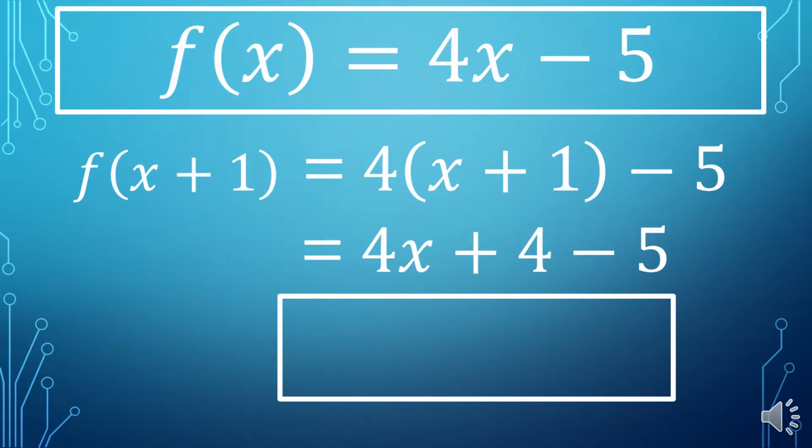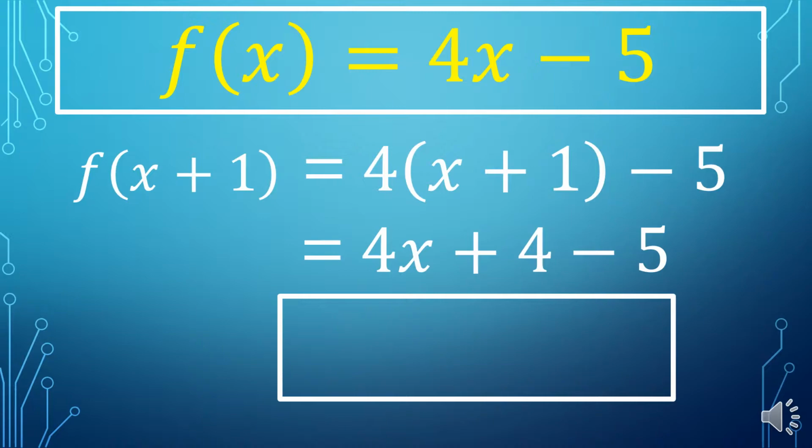And for our next example, f of x is equal to 4x minus 5. Substitute the value of x, which is x plus 1. f of the quantity x plus 1 is equal to 4 times x plus 1 minus 5. We will use the distributive property. 4 times x is equal to 4x. 4 times 1 is equal to 4.